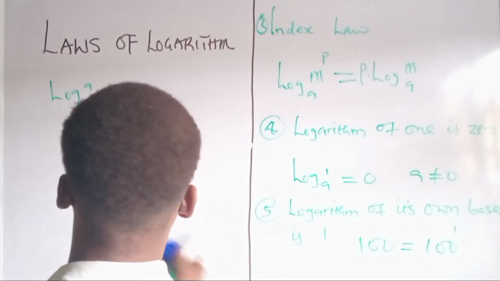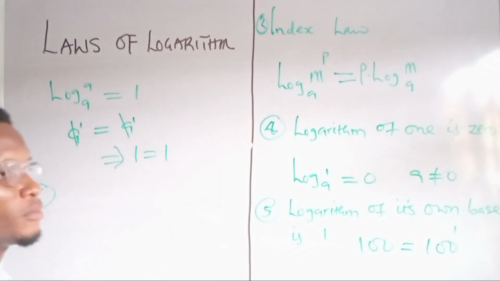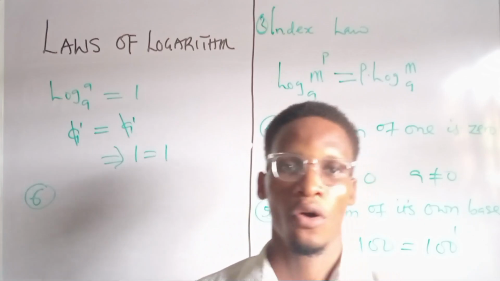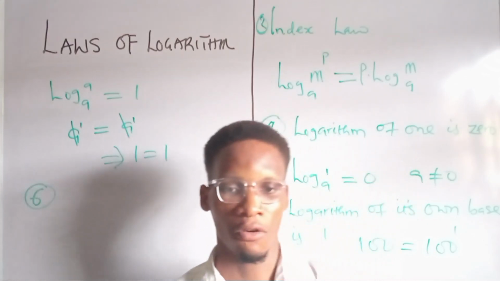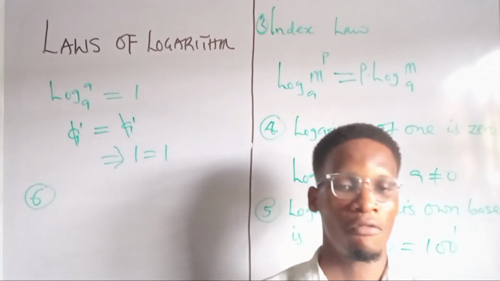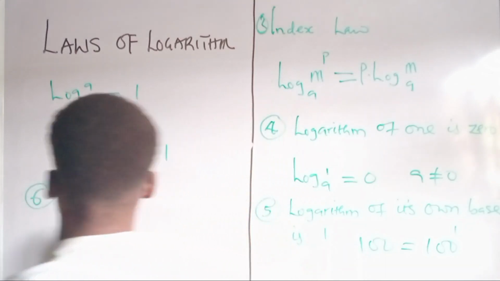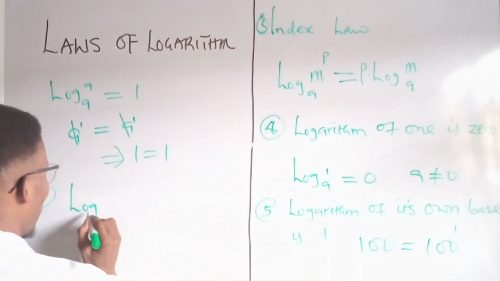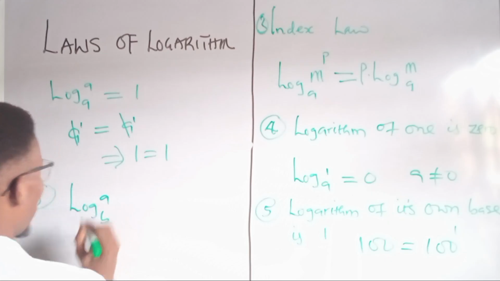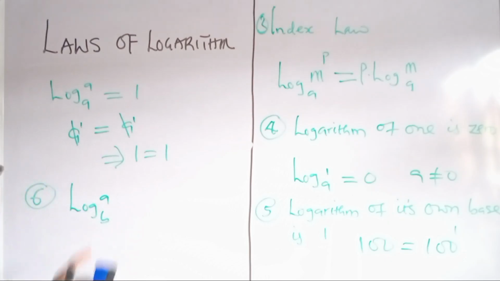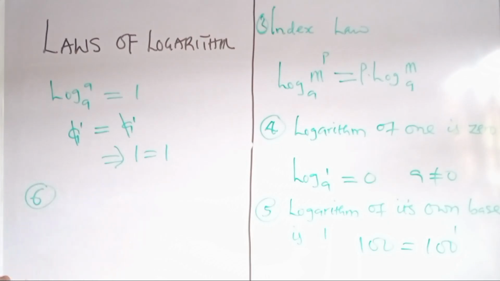We also have another law of logarithm, the sixth law of logarithm. We say that this law of logarithm is what we call change of base. All right, change of base. That is the next law of logarithm. So now we have log of a to base b. Okay, let me state it. Change of base.